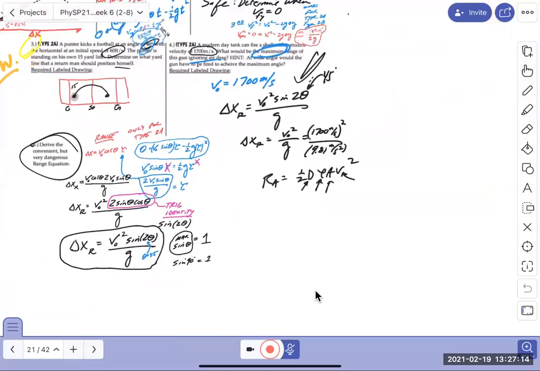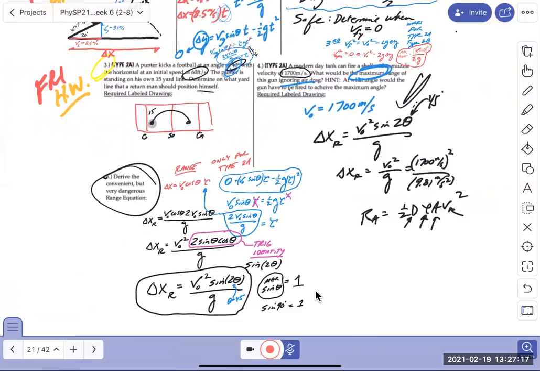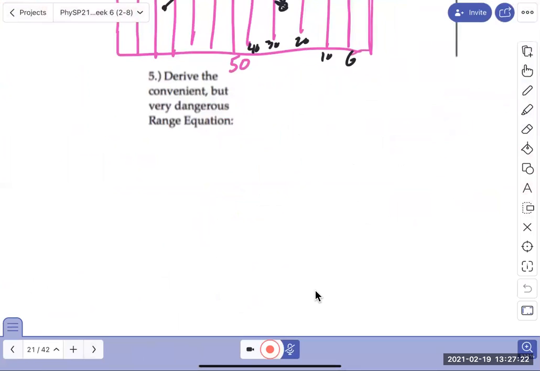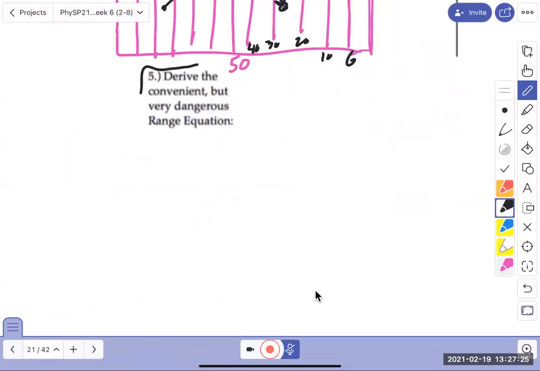All right, so now before we do 4, let's do 5. So 5 is the brunt of today, and that is to derive the range equation. Very, very useful, very, very dangerous, but dang it, it's a shortcut and you just can't help yourself. Like the shortcut around the river is to cross the river. Instead of driving 30 miles that way and 30 miles back, I'm going to take a chance and just cross the river. So that's what we're doing here. We're taking a chance and doing the range equation.